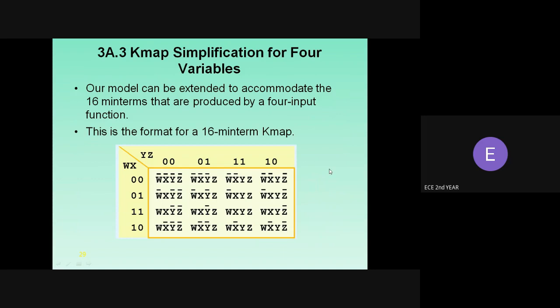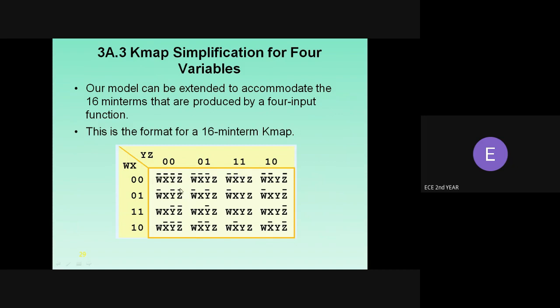So another example, for a 4 variable KMap. A 4 variable KMap is called a 16 min-term KMap. Two inputs WX are written here and the other two inputs YZ are written here. It will start with 00 to 11. Here also it will start with 00 to 11. So while writing, you have to remember 00, 01. After this 01, you cannot write 10. Instead of 10, you have to write 11.